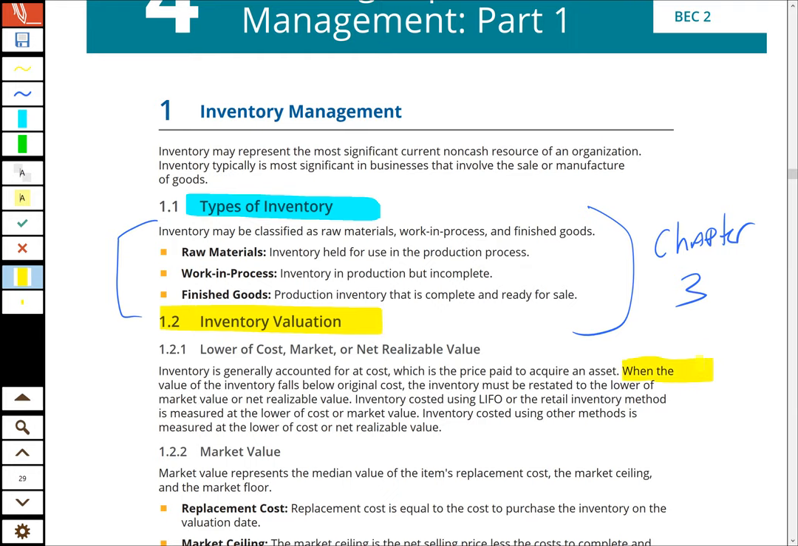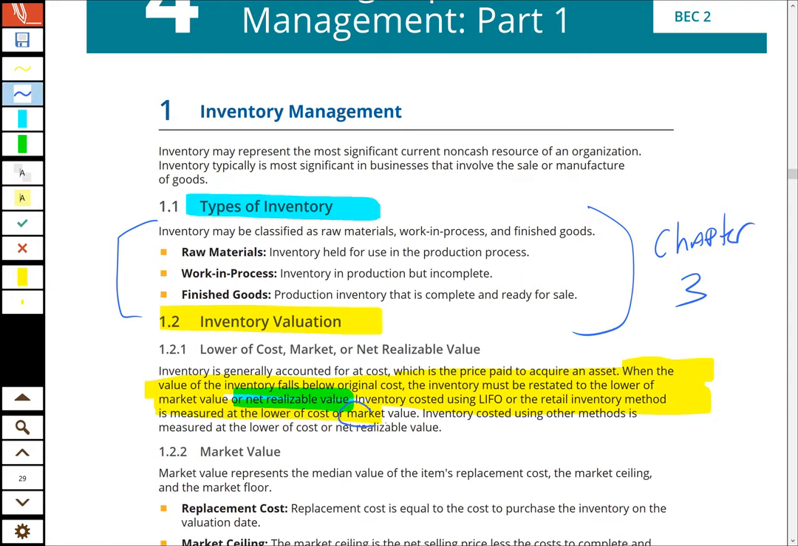So take a look. You say that when the value of the inventory falls below its original cost. So what does that mean? If the inventory's value has not fallen below its original cost, we will use the cost to value the inventory on the balance sheet. If it falls below, the inventory must be restated to the lower of market value. And that's the case if we're using LIFO or LIFO retail method, or net realizable value. We use net realizable value if we're using any other inventory method other than, and you can see here, inventory costed using LIFO or the retail inventory method is measured at the lower cost or market.